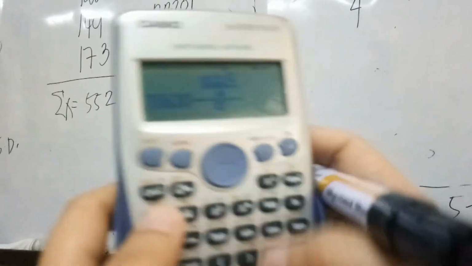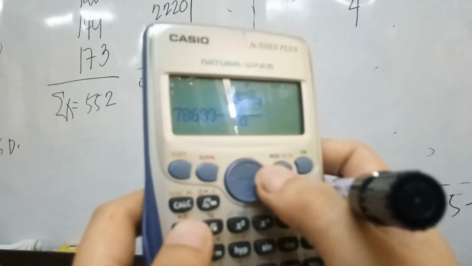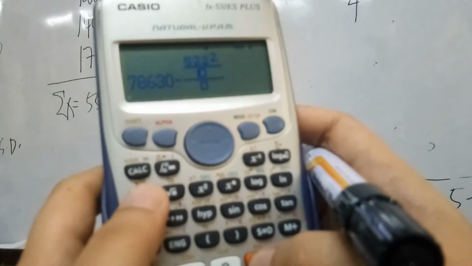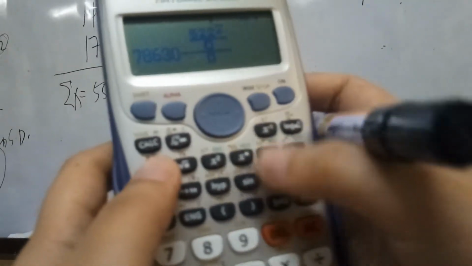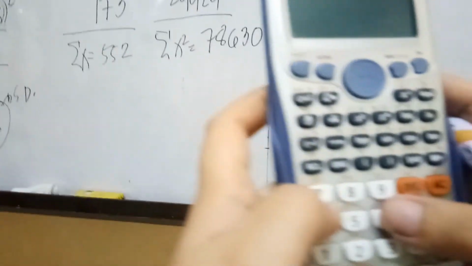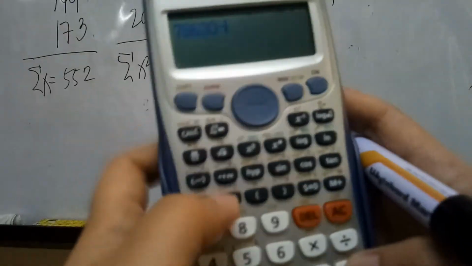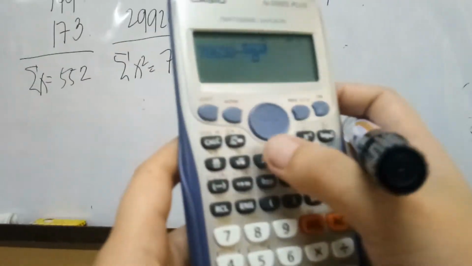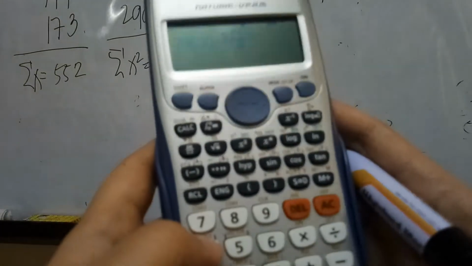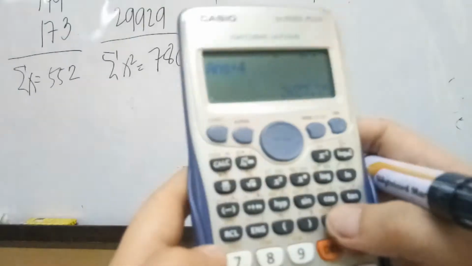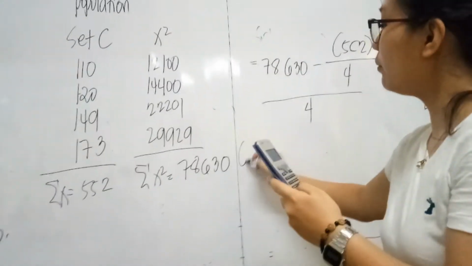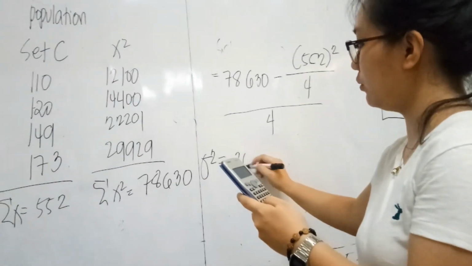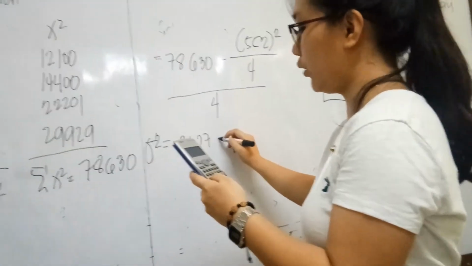Sorry. Delete natin. Ayaw niya. Ulitin natin. So, we have 78,630 minus 552 squared all over 4. Yan. Divided by 4. Answer, 2627.25. Okay? So, our population variance is what? 2627.25.